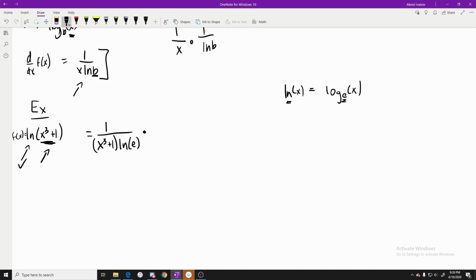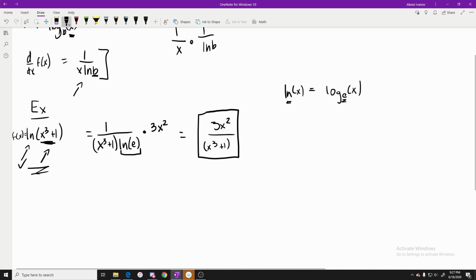And again, that's not too difficult. We should know how to do that by now. It's just going to be 3x squared. And we can go on to simplify this by saying it's 3x squared over x cubed plus 1. And this ln e is going to equal 1. So we're just left with this function. Essentially, this is the derivative of this weird looking ln function. But yeah, nothing too difficult. All we have to do is follow this formula where it's 1 over the input divided by the ln of the base.